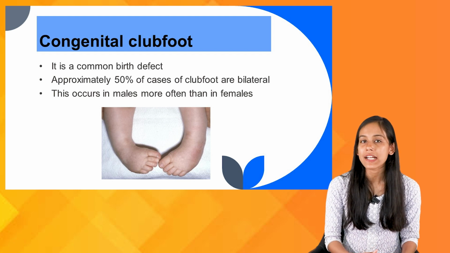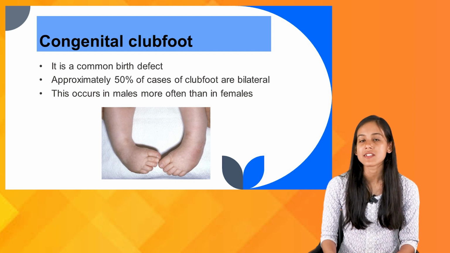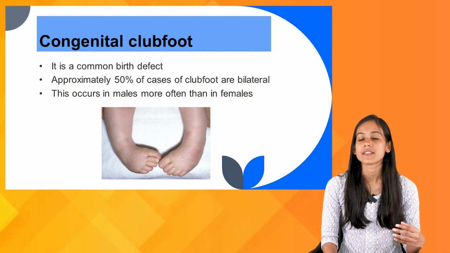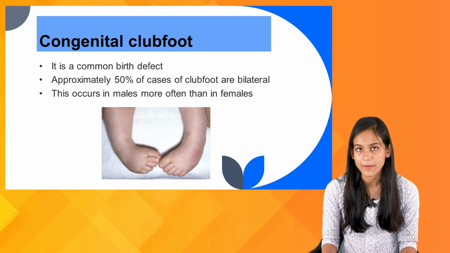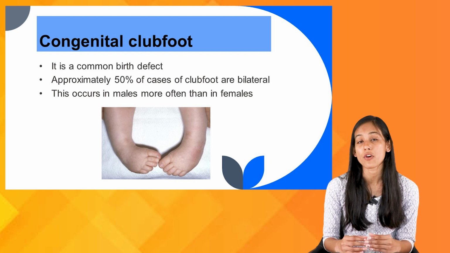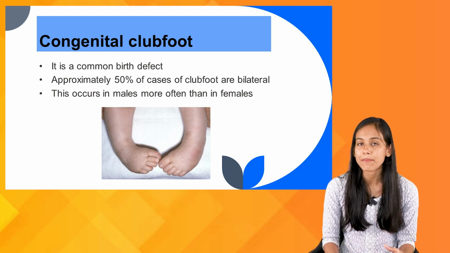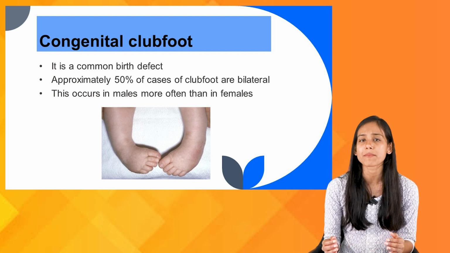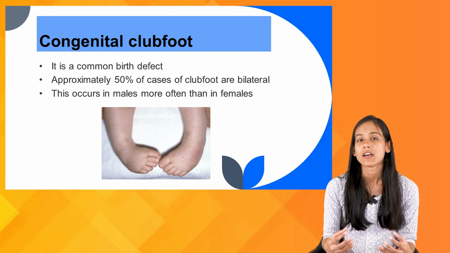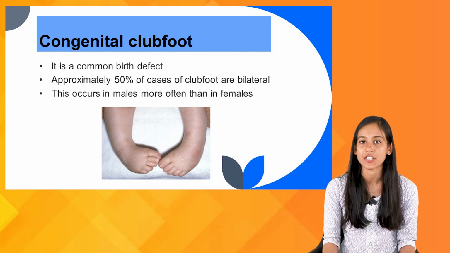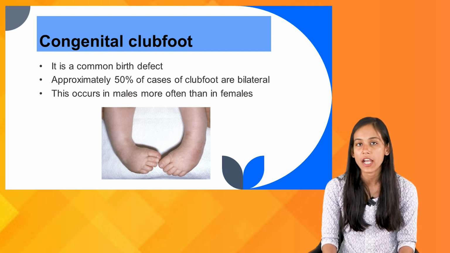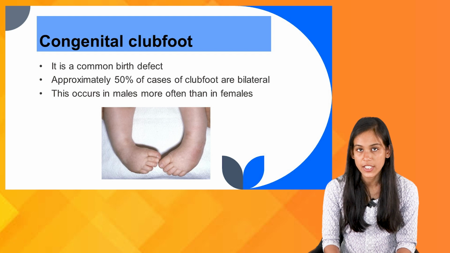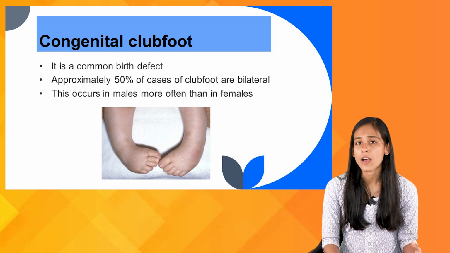Now this can be unilateral or bilateral. That means the clubfoot can be present in one lower extremity, or it can be present in both the lower extremities, and approximately 50% of the cases are bilateral. That means both the lower extremities will have this clinical manifestation. And this can occur in both genders. So the male child and the female child both can be affected with this condition, but male children are more often affected with congenital clubfoot.